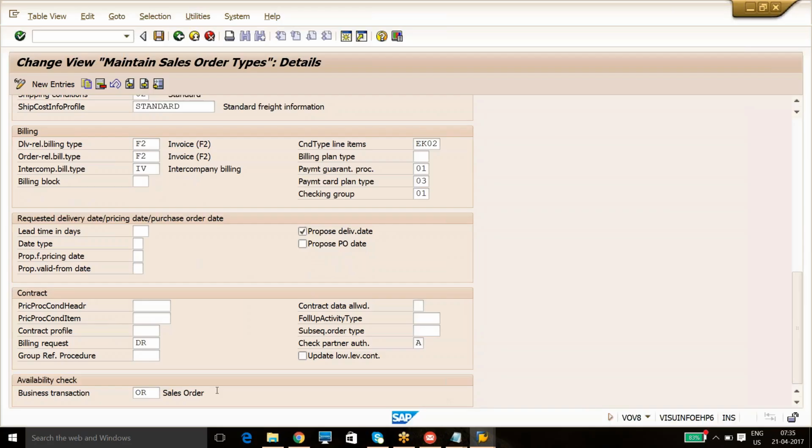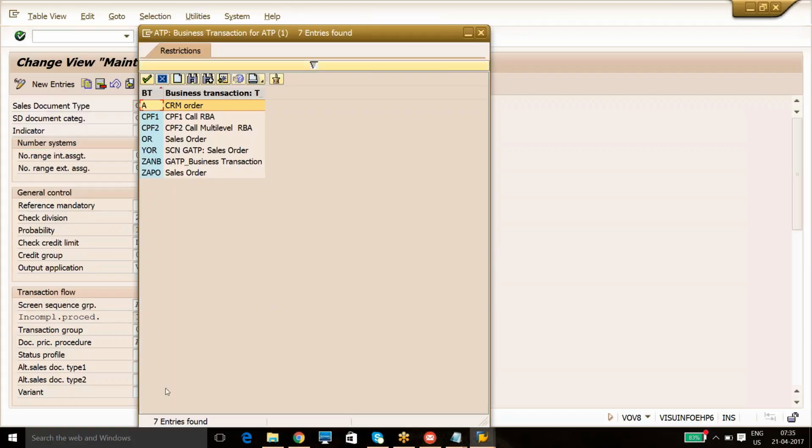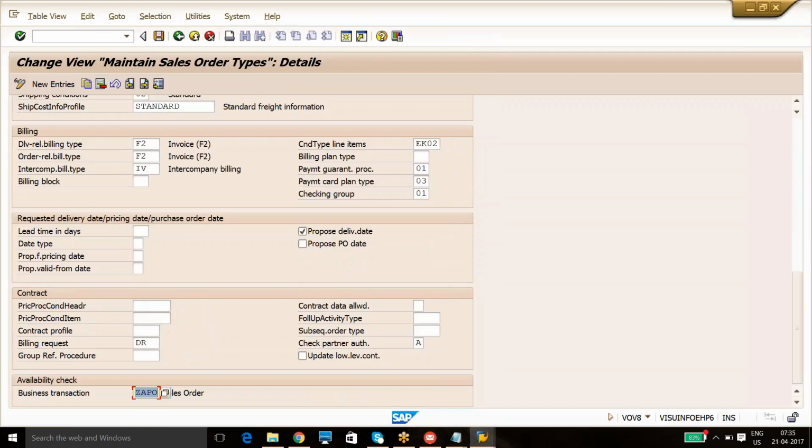But the important thing to understand here is, if you see here, the availability check. Are you able to see this? Availability check. You have to understand that these business transactions will be something related to APO, something such as ZAPO, which will be there in the business transactions relevant for the orders you process for APO.